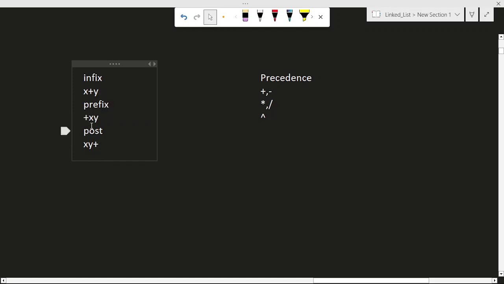Pre means the operator should come before the operands. That is why we call it prefix. Postfix means the operator must come after the operands. That is what is called postfix.